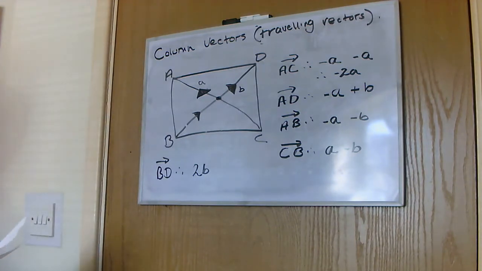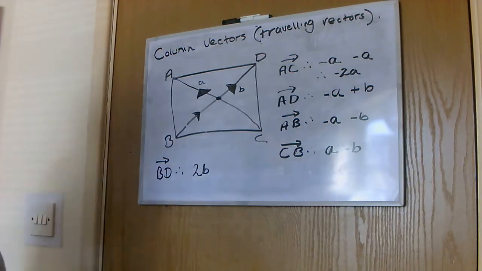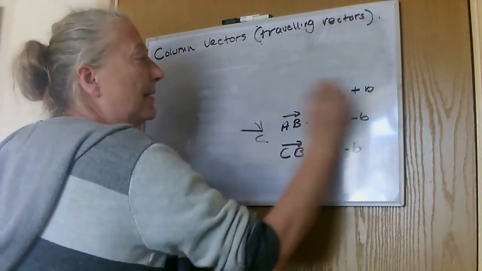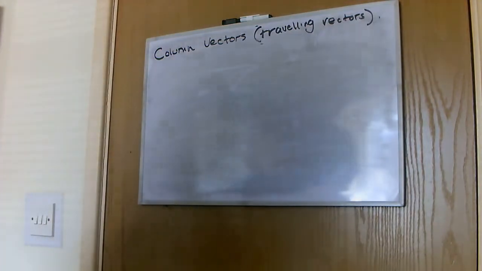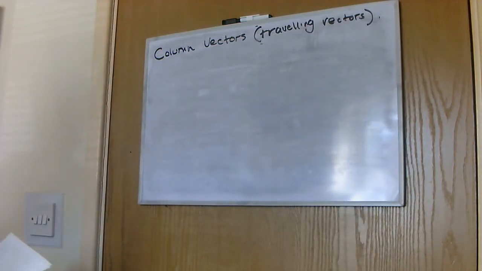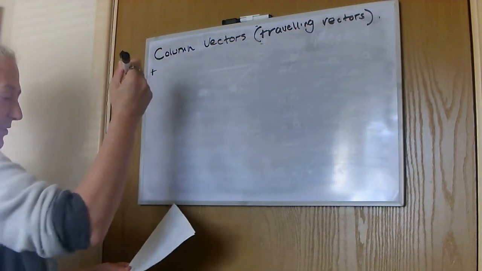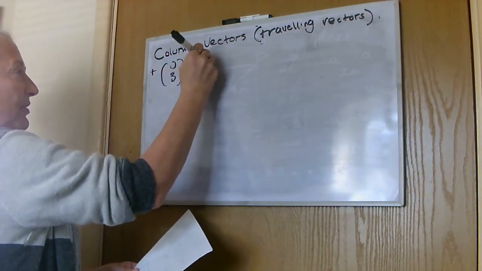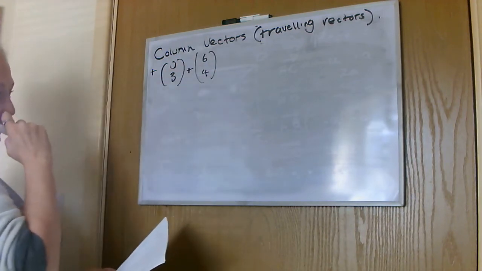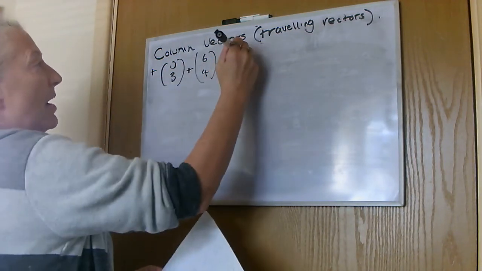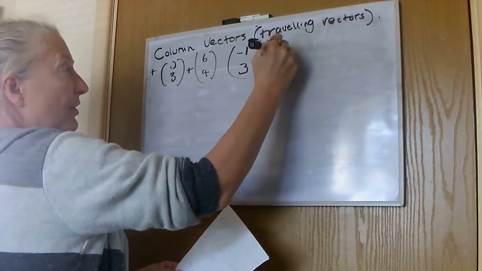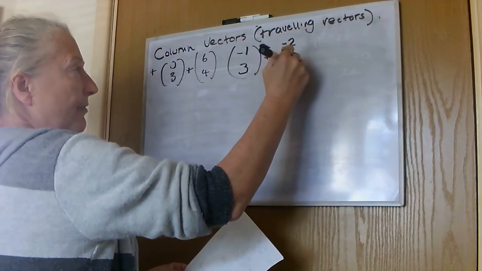Let's put some questions up then. Let's rub that all out there. Right, let's put some questions up for you. So, let's do add first. Let's do -3 and 4 plus 6, 4. There's 1. Let's do another number. -1 and 3 plus -2 and 4.